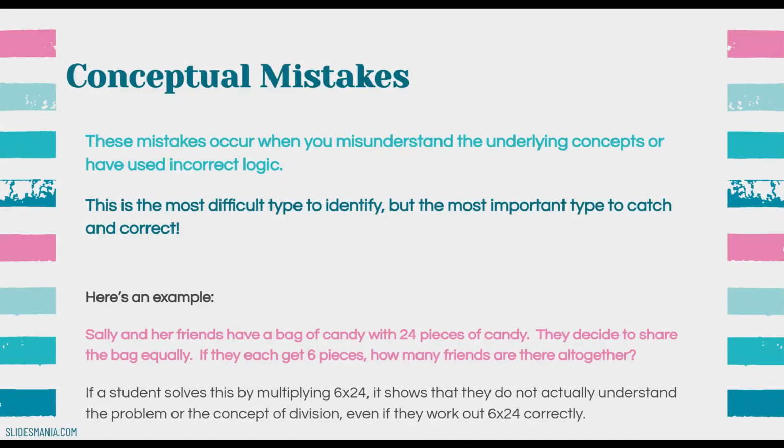Here's an example. Sally and her friends have a bag of candy with 24 pieces of candy. They decided to share the bag equally. If they each get 6 pieces, how many friends are there all together? If a student were to solve this problem by multiplying 6 times 24, it shows that they do not actually understand the problem or the concepts of division, even if they work out 6 times 24 correctly.